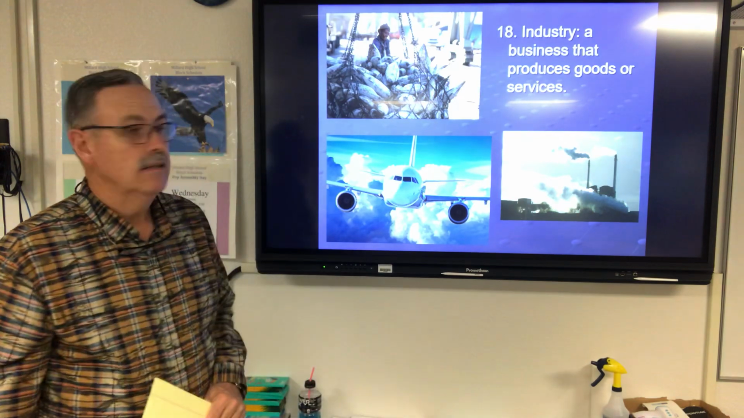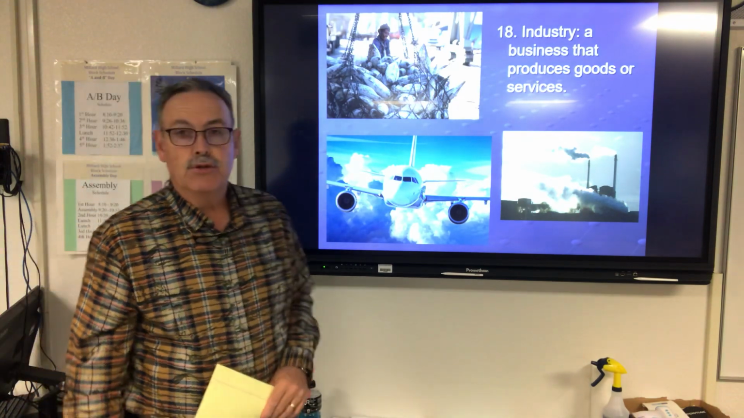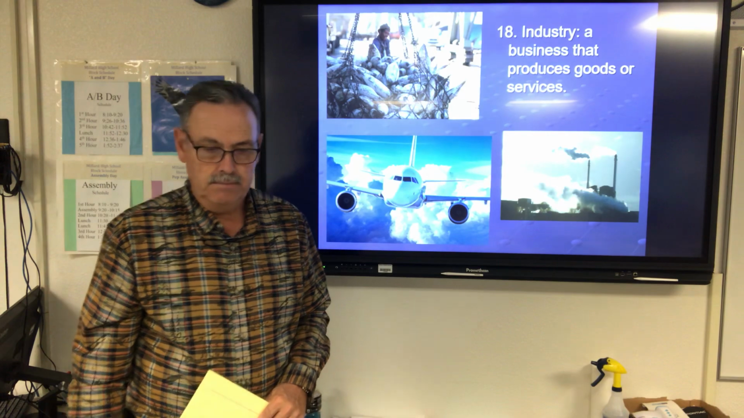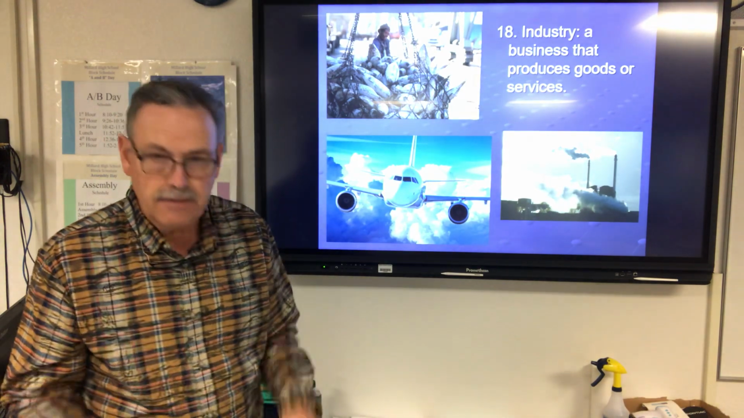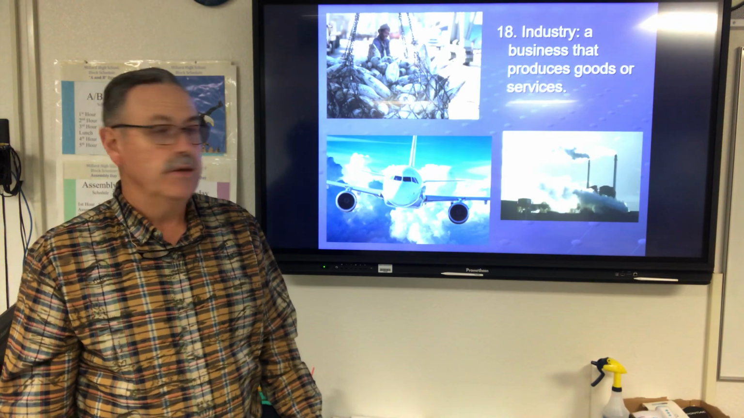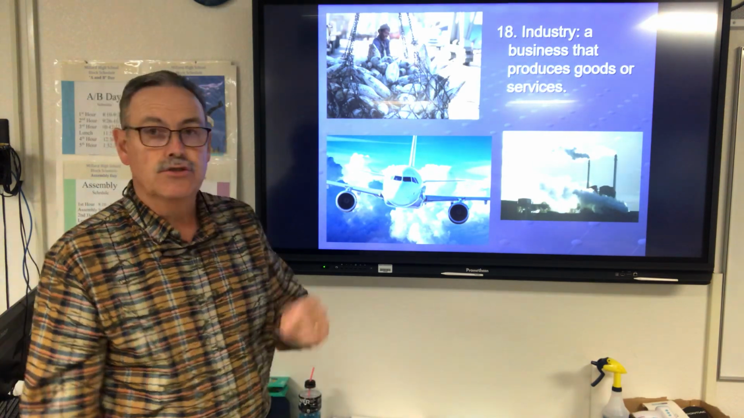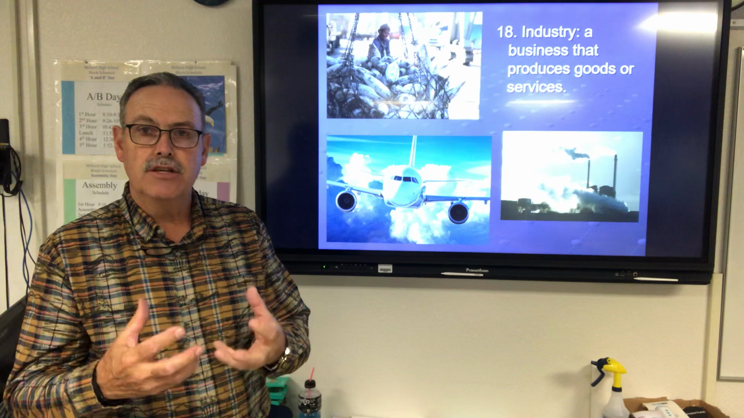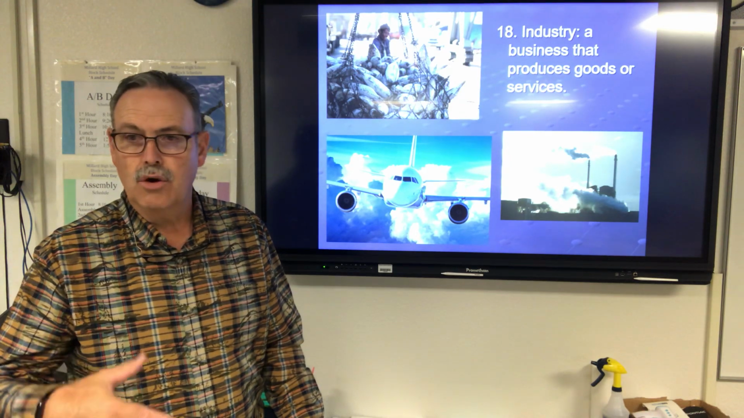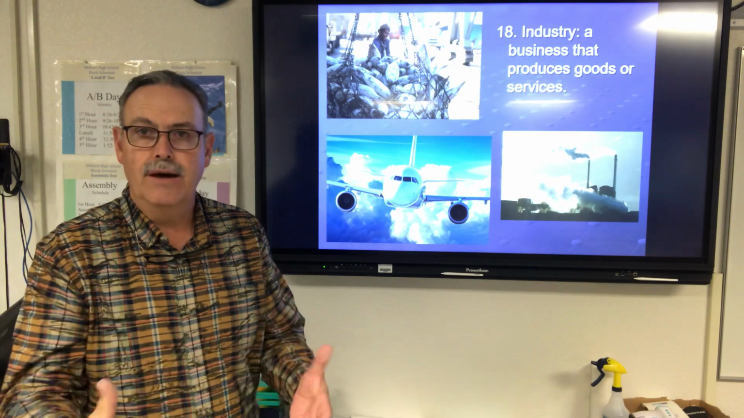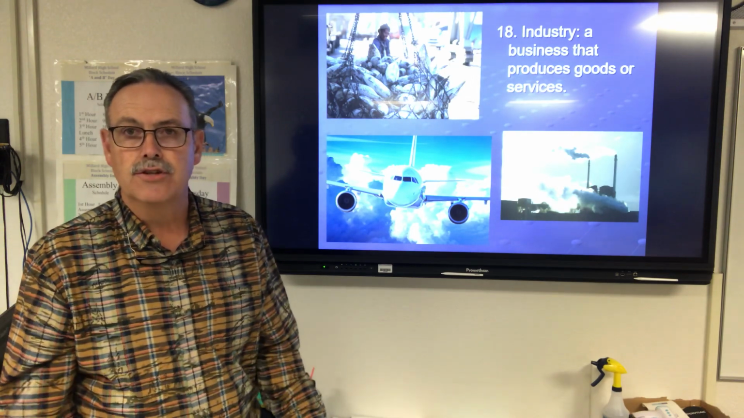An industry is a business that produces goods or services. So there's an easy way to kind of understand the difference between the two. If it produces goods, that means it's something that you can hold. It's tangible. You go and you buy a car. You pay money, you have a car. You have something physical you can touch.